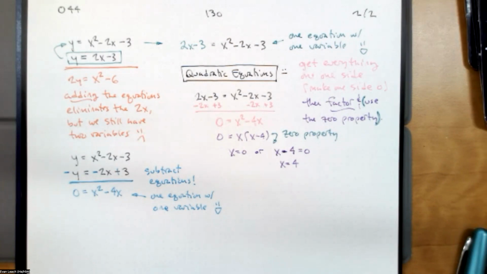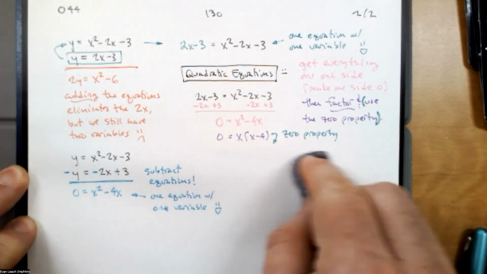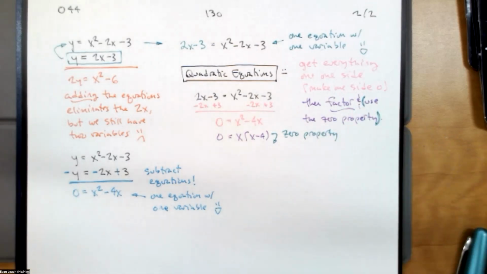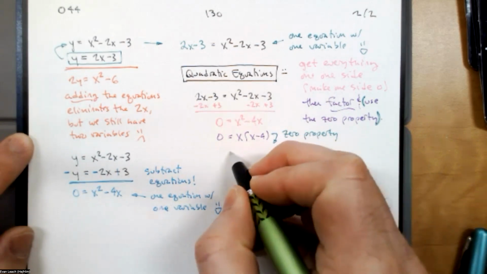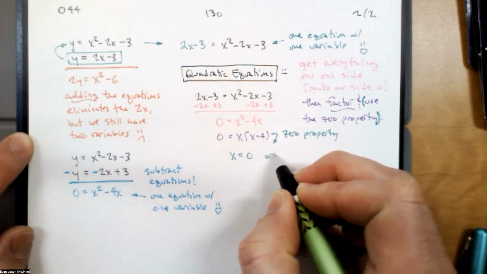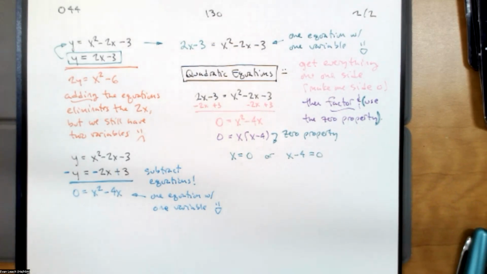Questions? Yes. Yeah. This says then factor and use the zero property. So the zero property says if a product is equal to 0, one of the factors must equal 0. So using the zero property would say this means that since x times x minus 4 equals 0, then x equals 0 or x minus 4 equals 0. So here are our two solutions. X is 0 and x equals 4.